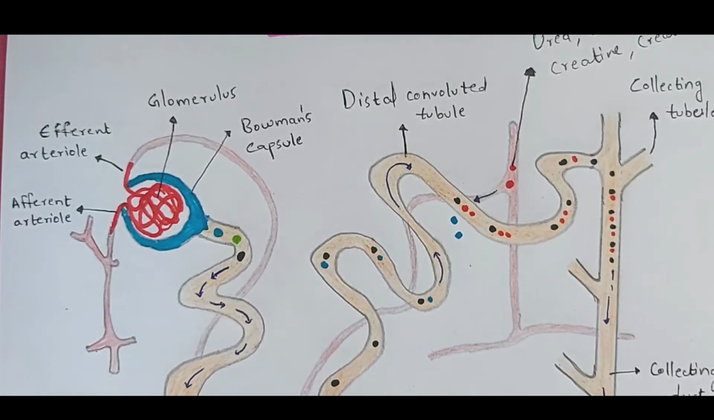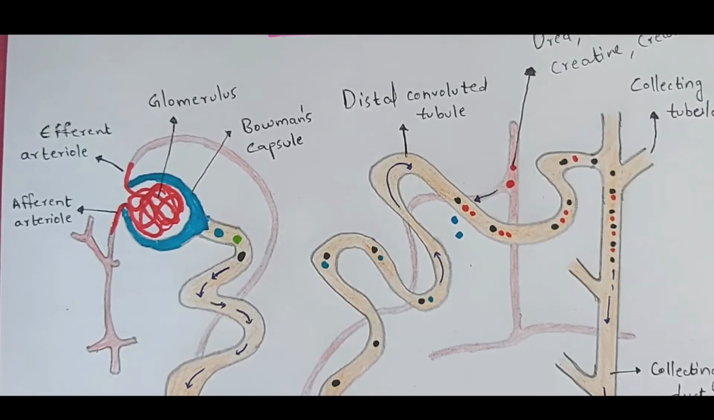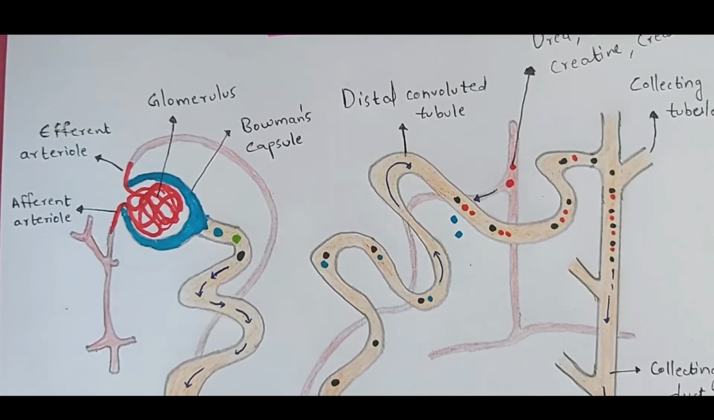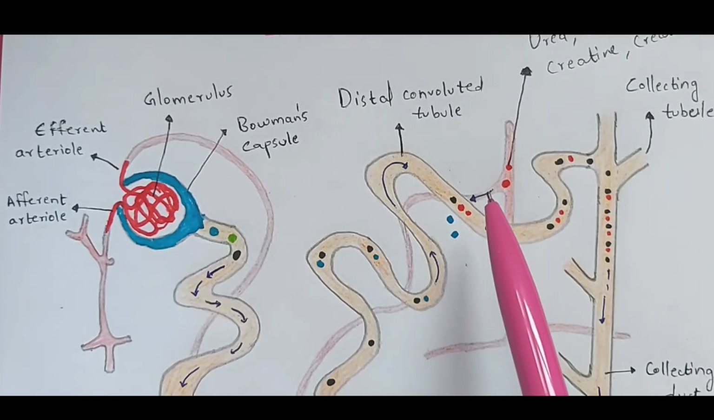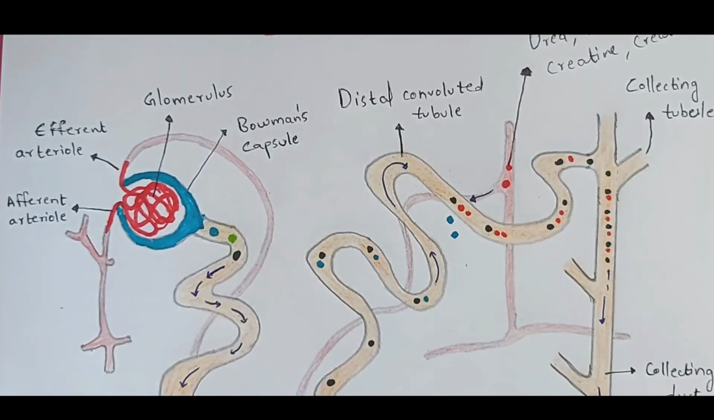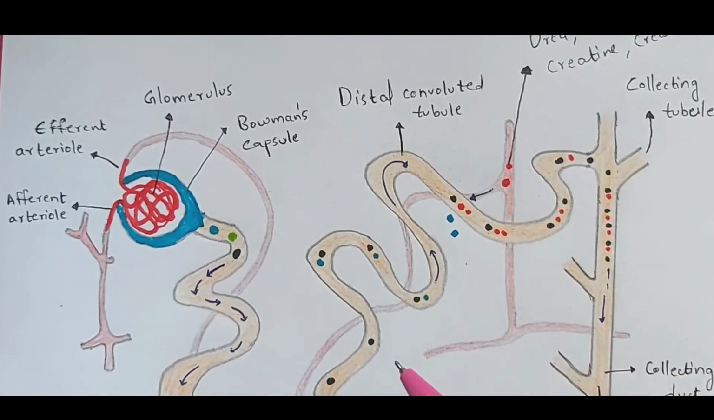The name itself indicates reabsorption. The water molecules, indicated with the blue color, and the green color, which is the salts, will be absorbed from this proximal convoluted tubule. Now it enters into the distal convoluted tubule, and here the third stage begins, called tubular secretion. So what will happen in this tubular secretion?